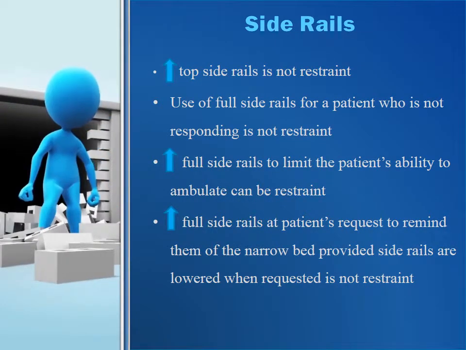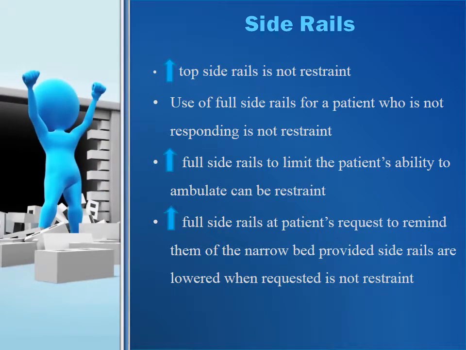Now we're going to discuss side rails. There's always been a few questions regarding side rails, when a side rail is considered a restraint and when it is not. So let me go over those quickly. Top side rails, just the two top on a hospital bed, is not considered a restraint. However, if you use the full side rails for a patient who is not responding, this is also not considered a restraint. However, if you use full side rails to limit the patient's ability to ambulate, this is considered a restraint.